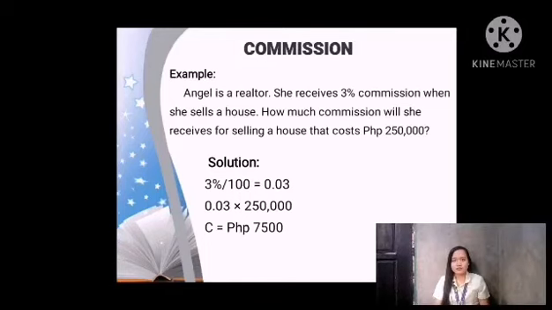So here's the solution. The first thing that we need to do is convert a percent into a decimal. So 3% divided by 100 is equal to 0.03 times 250,000 pesos is equal to 7,500. So Angel received 7,500 pesos commission for selling the house.